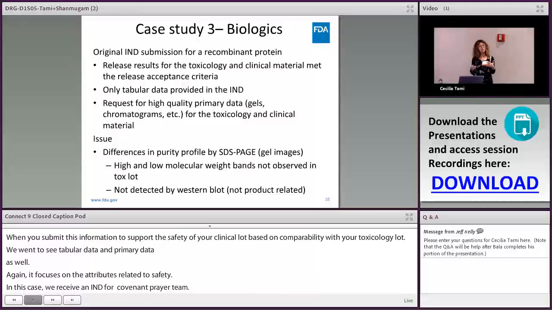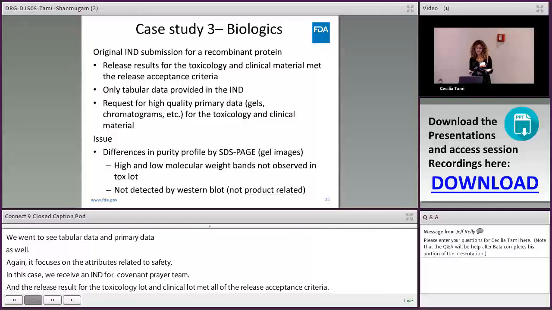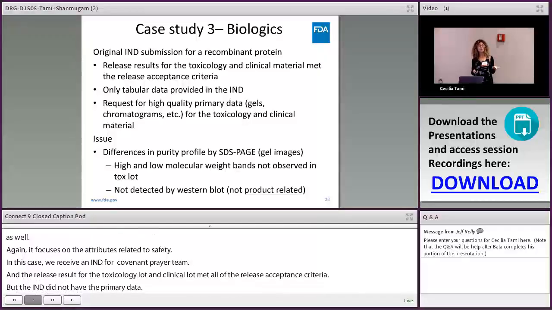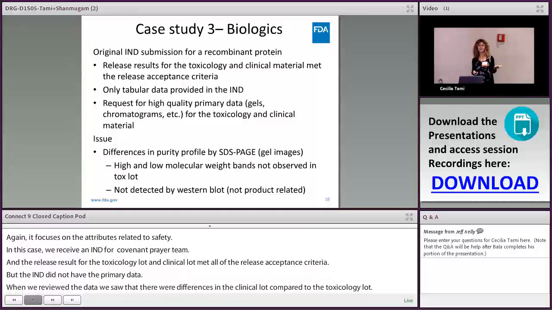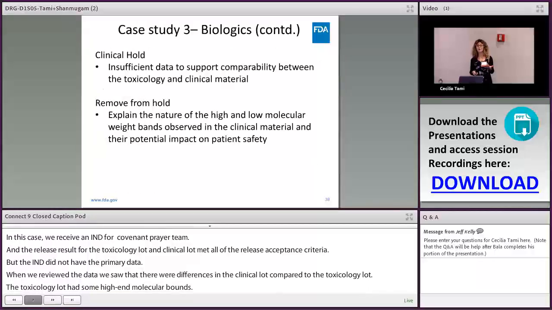When we reviewed that data, we saw that there were differences in the purity profile of the clinical lot when compared to the tox lot. The clinical lot had some low and high molecular weight bands in the SDS gels that were absent in the tox lot. So this was a concern. And these bands were not detected by Western blot, which meant that they were not product related.